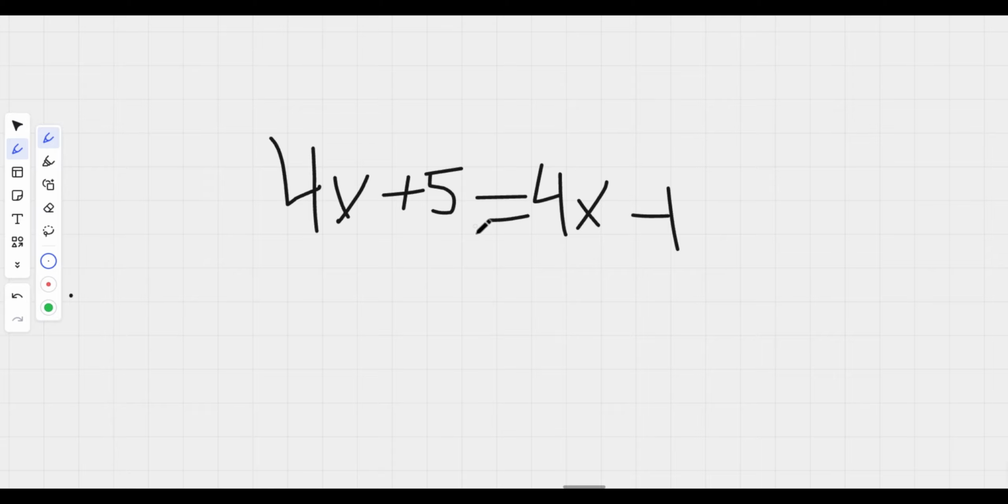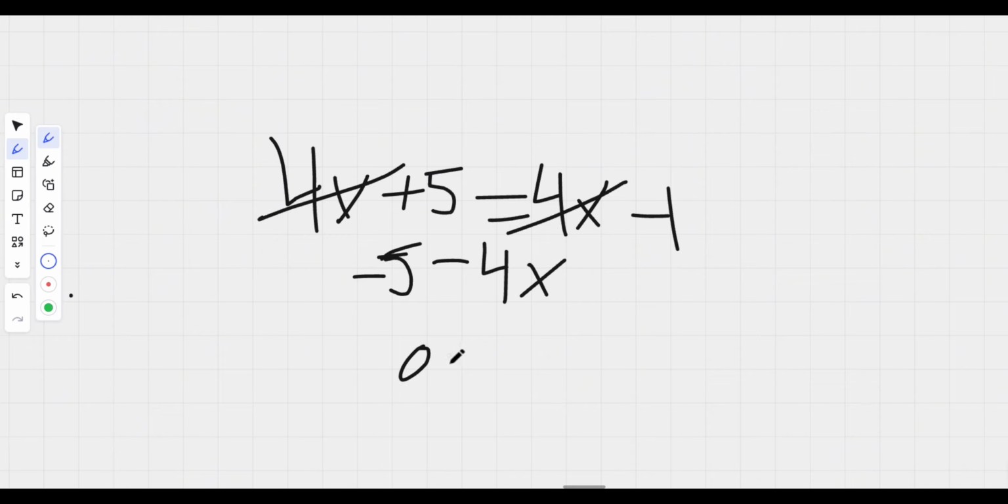Okay, let's evaluate the equation 4x plus 5 is equal to 4x minus 1. Let's bring the x over to the left side, and the constants over to the right side. So let's subtract 4x from both sides, and then let's subtract 5. So then we're going to have this cancel out, and then we're going to have this cancel out, and then we're going to have 0 is equal to -6.